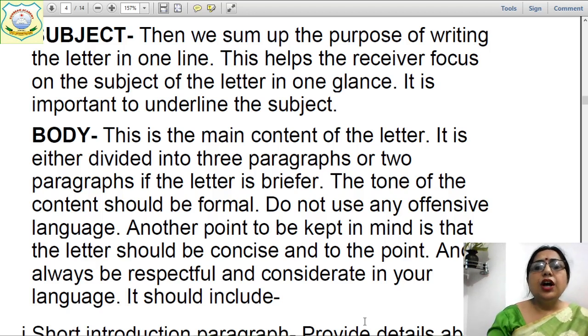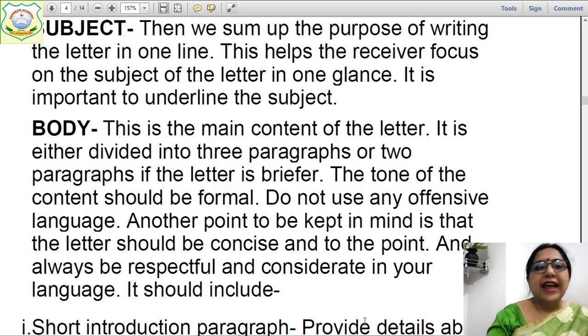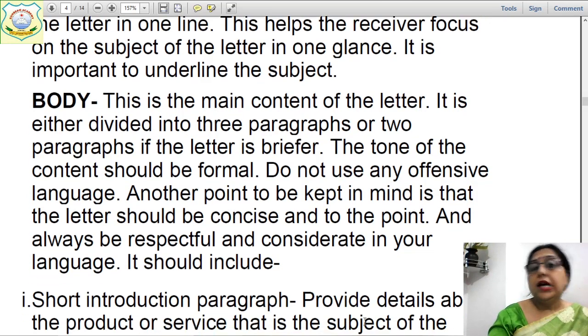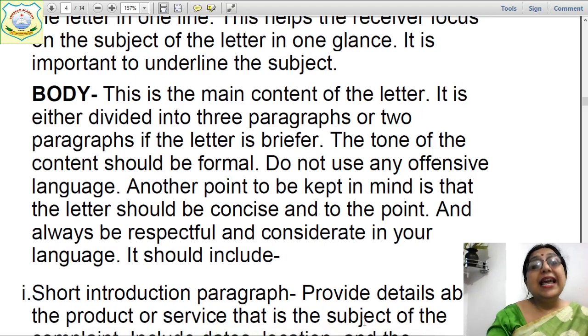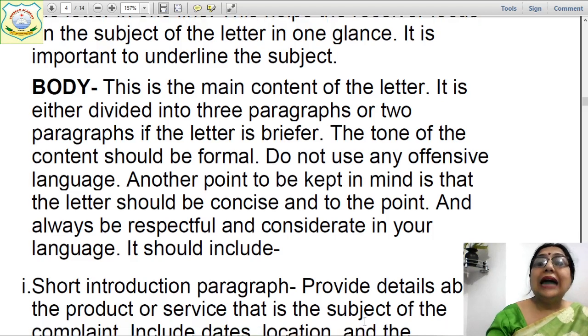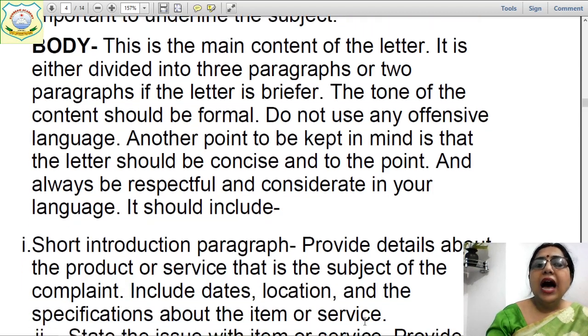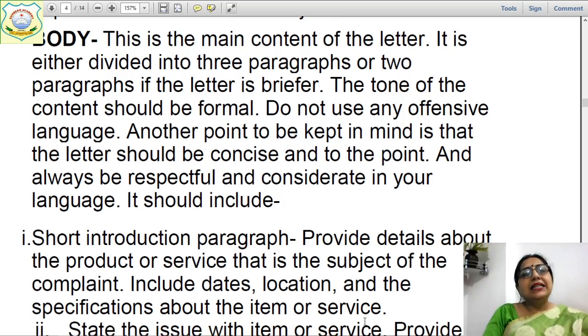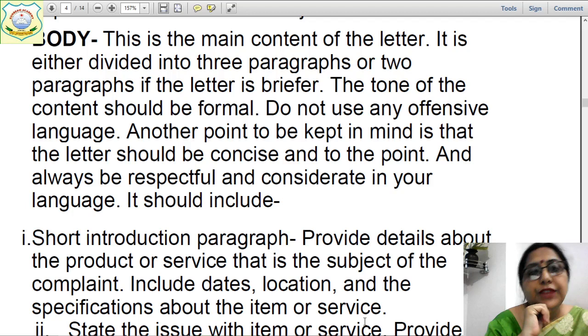So then we sum up the purpose of writing the letter in one line. This helps the receivers focus on the subject of the letter in one glance. It is important to underline the subject. I told you, either underline it or write it within inverted commas. Okay? It's better you underline it, children. Please. Now comes the body of the letter. This is the main content of the letter.